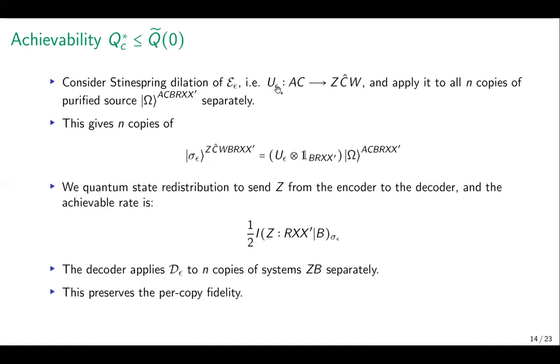Okay, if we apply this unitary on our state, we are going to obtain many copies of this specific state, which we call sigma epsilon. Okay, and we are going to use a conventional quantum state redistribution for this specific purified state to send system Z from encoder to decoder. From quantum state redistribution, we know that the optimal compression rate is going to be half of the mutual information between the sender and the references given the side information at the decoder. And then we essentially can show that if we apply the single shot decoder D epsilon in the definition of the Q epsilon function to n copies of system ZB at the decoder, we can recover the information and we can preserve the per copy fidelity.